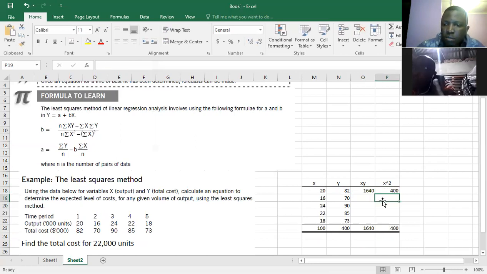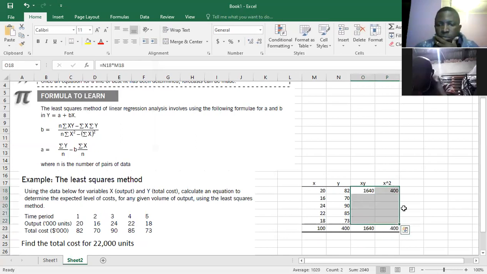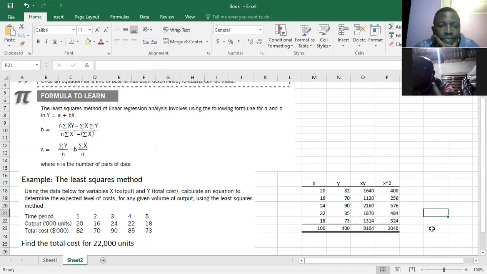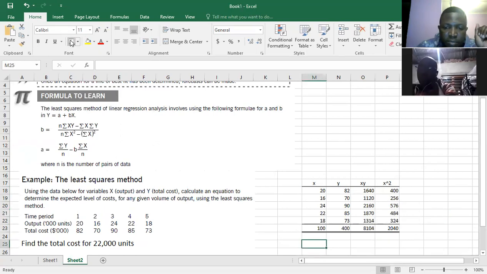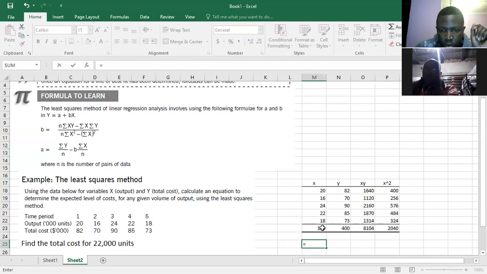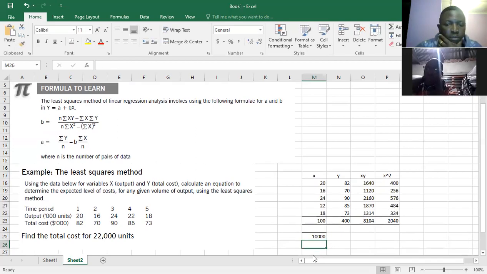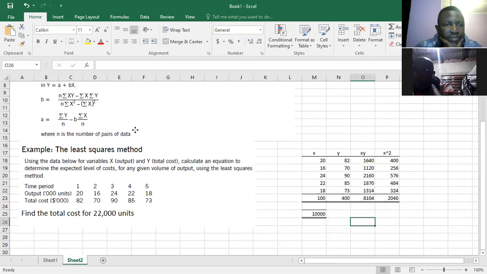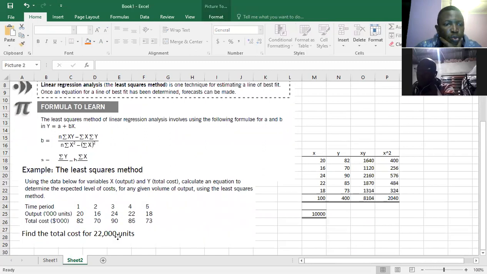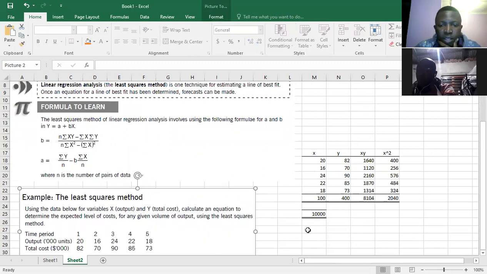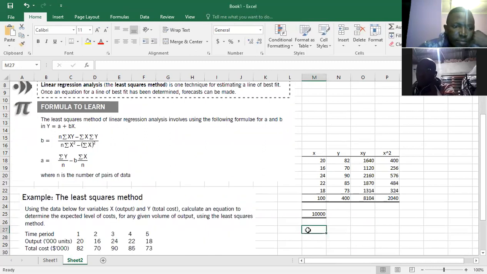Square this one. Okay. So we will need that guy you are talking about. Need to square this one. I have 10 there. Okay, and now we can use our formula to find B.